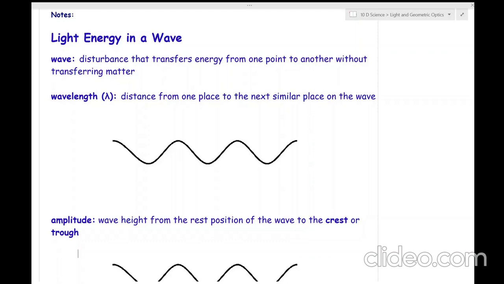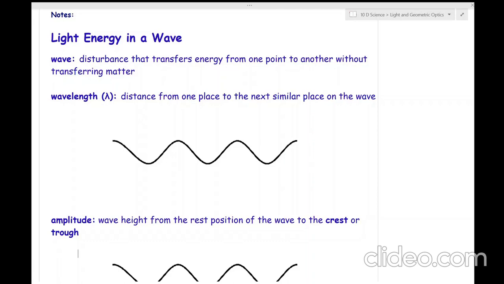So, if we're talking about light, you have to understand that light does act like a wave, and it is able to transfer energy from one point to another without transferring any matter or material. And that's why light is able to travel through the vacuum of space. There's no particles in between, but it's able to do that. So when we talk about waves of light, what we're talking about is a disturbance that transfers energy from one point to another without having to transfer any matter.